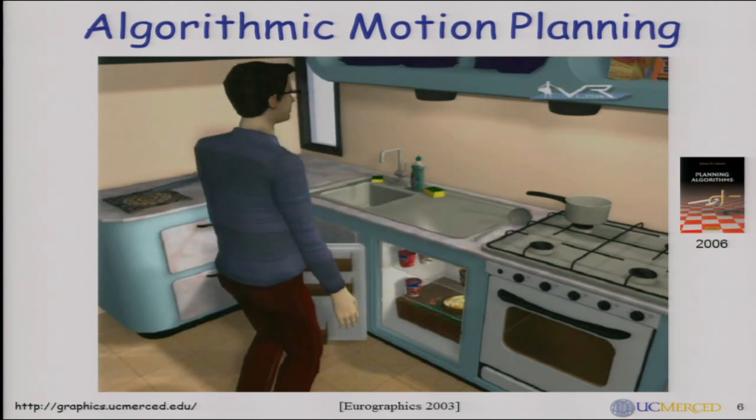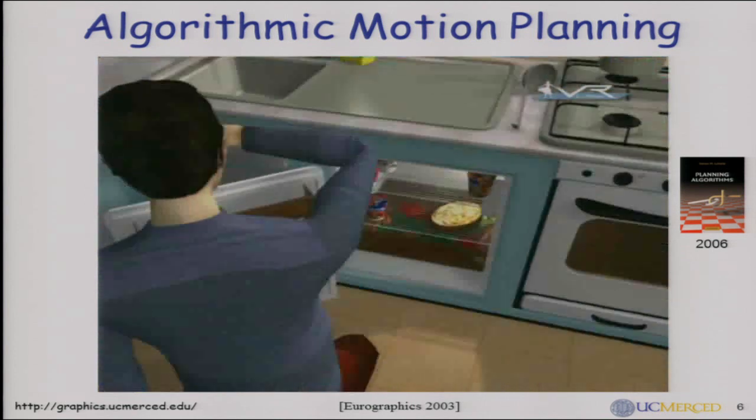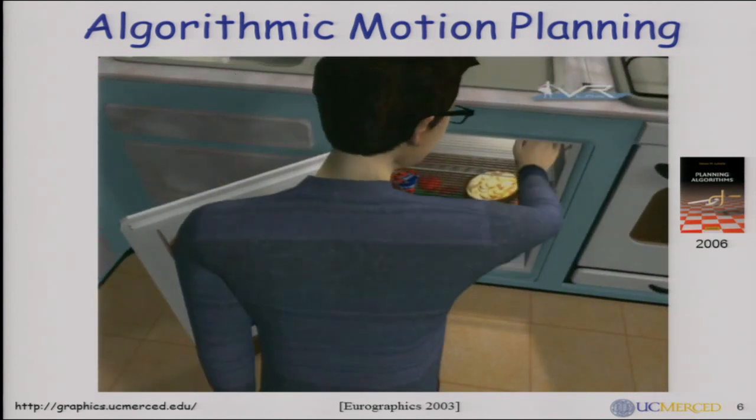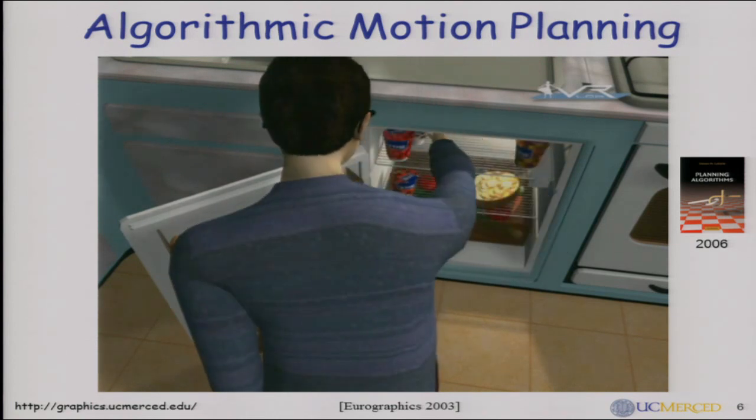Some of these images are actually used as examples in this book. And these algorithms work by sampling several postures of these characters. It's a high-dimensional space.